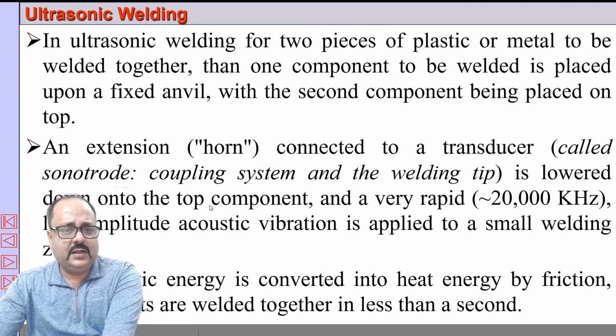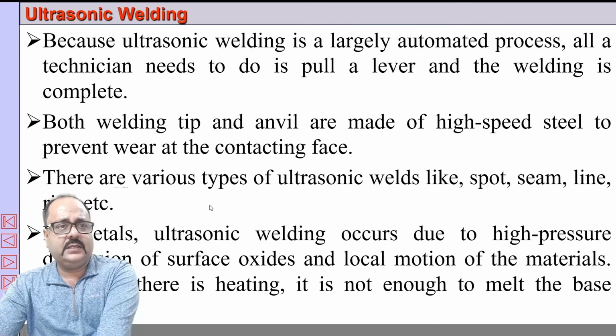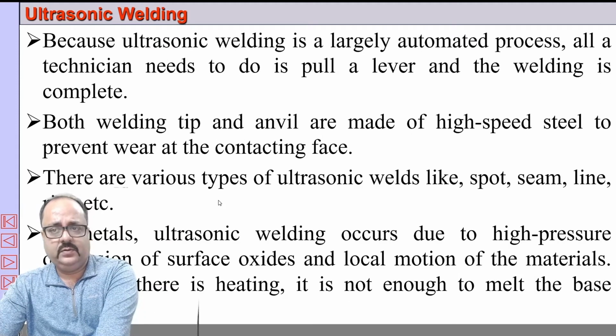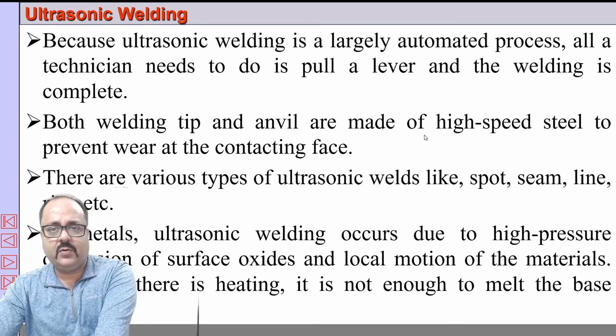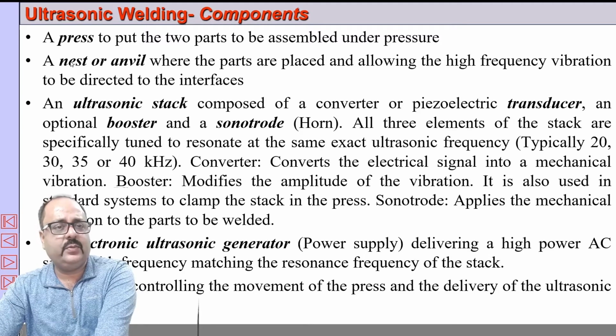So this will be shown in the next slide here. Okay, before that, what are the components here? I'll come to that later on. The anvil and the tip are made of high speed steel because it will be under a tremendous amount of friction, so that the wear is less. So ultrasonic welding can be spot, seam, line, ring, etc. depending on the tip.